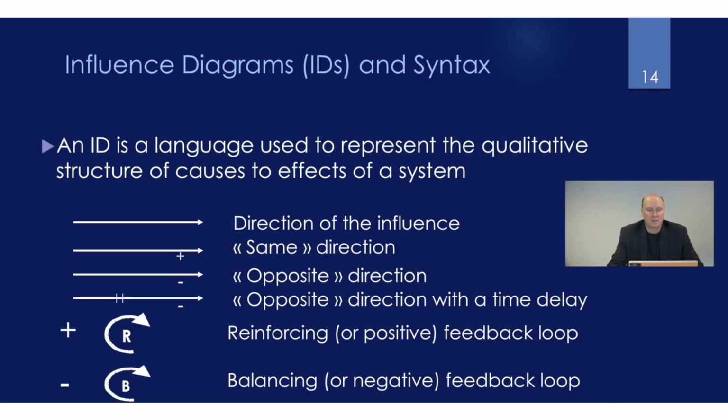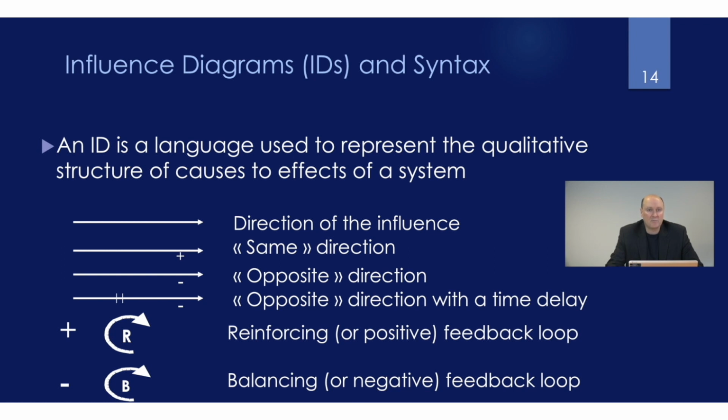Now, it's important to dwell a little bit on some of the syntax that pertains to reading and understanding influence diagrams or causal loop diagrams. Essentially, an influence diagram or a causal loop diagram is a language that is used to map the qualitative structure of causes and effects of a system. For example, a straight arrow gives you the direction of the influence. So it goes from the cause to the effect.